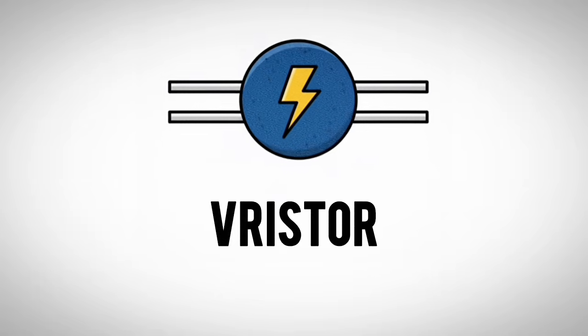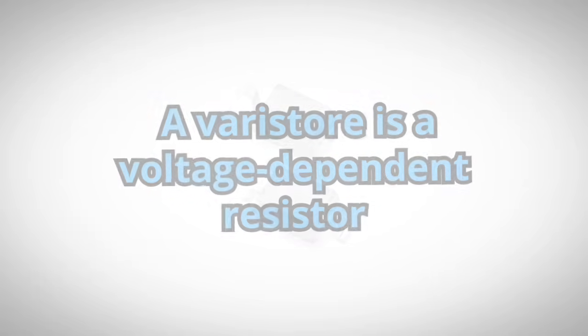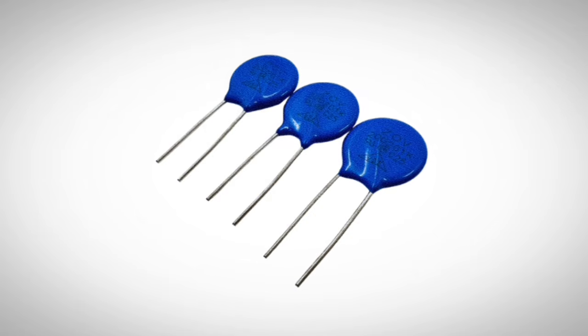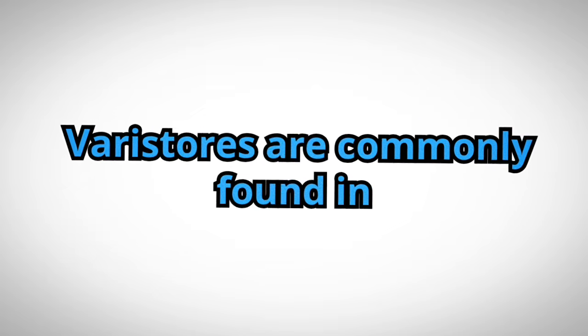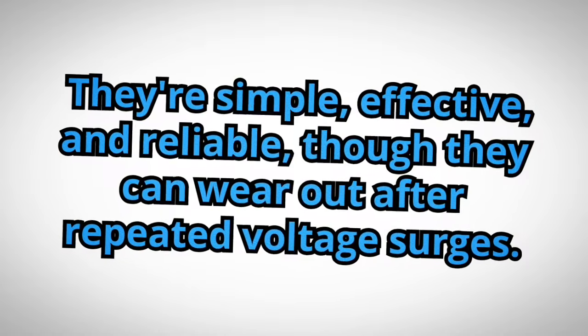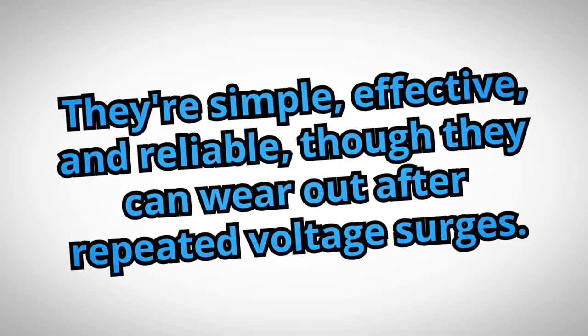Now let's talk about varistors. A varistor is a voltage-dependent resistor that protects electronic circuits from sudden voltage spikes or surges. Its resistance changes based on the amount of voltage applied. Varistors are commonly found in surge protectors and power supplies. They're simple, effective, and reliable, though they can wear out after repeated voltage surges.